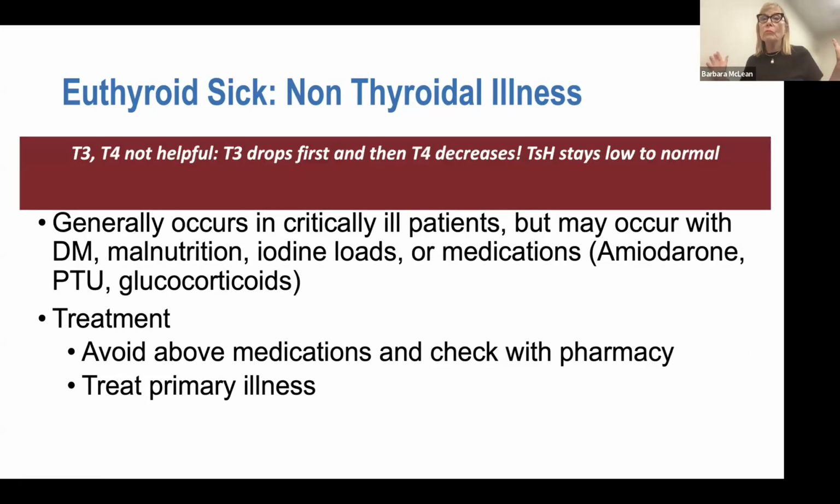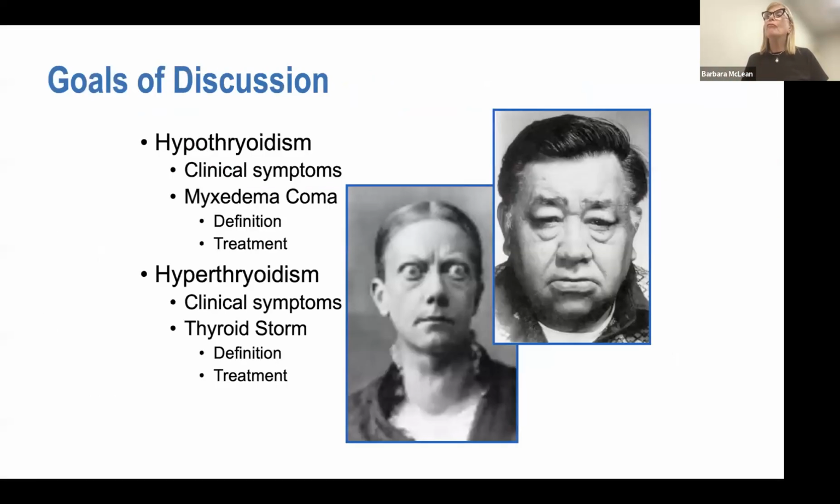T3, T4, not helpful. TSH will stay low to normal. T3 may drop first, T4 may decrease, but the way you really evaluate this is free T3, reverse T3. Now, I think euthyroid sick syndrome actually occurs a lot at your bedside, and everybody here who works with LifeLink patients, you will remember that you are always doing thyroid supplementation in those patients because that makes them more responsive to circulating catecholamines, helps you to maintain their blood flow and their blood pressure more effectively. We should be considering it in all our critically ill patients.